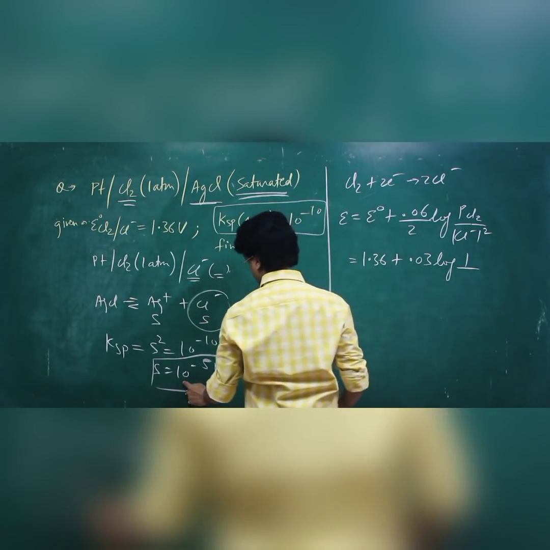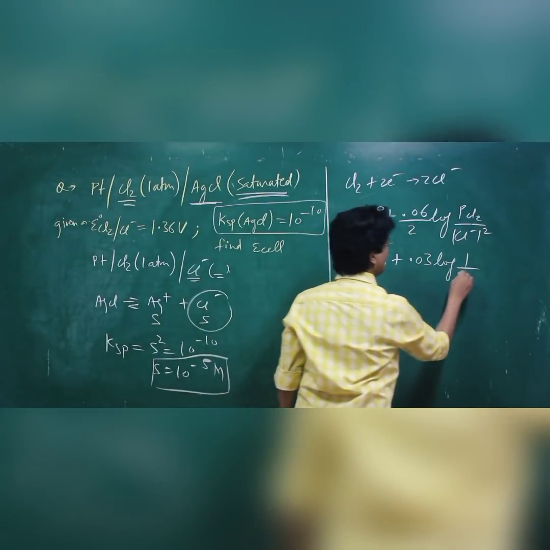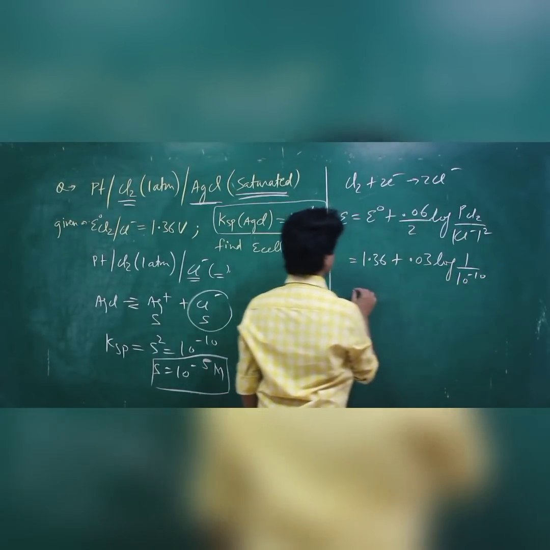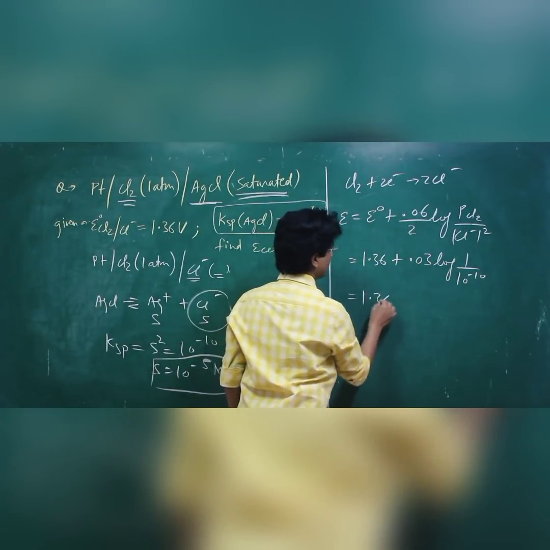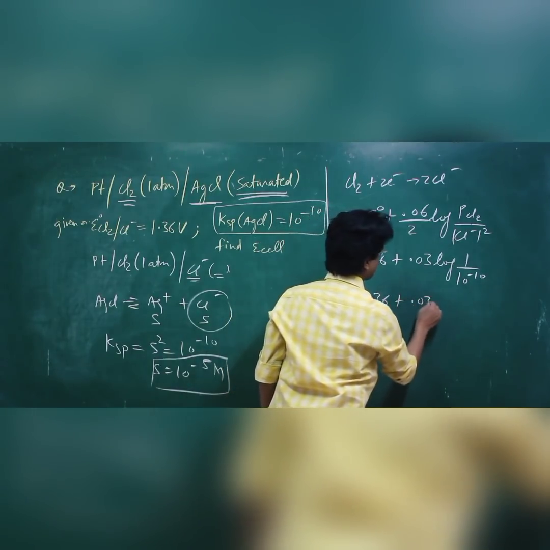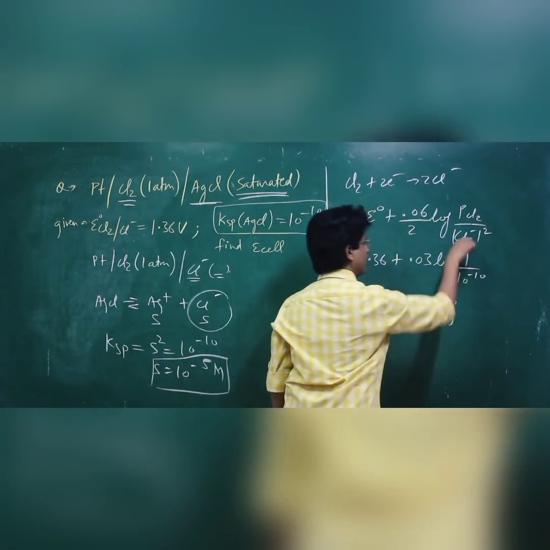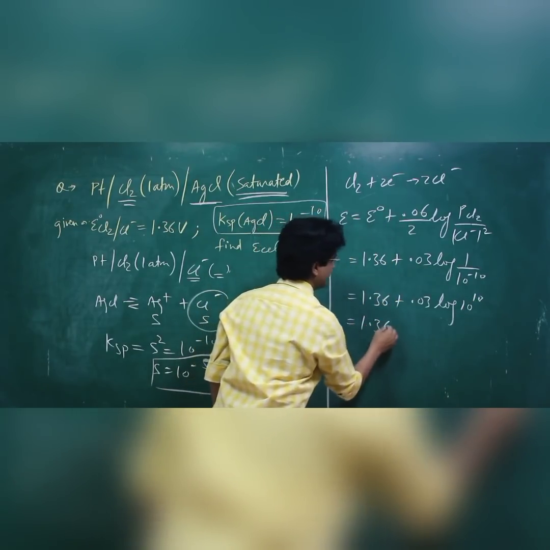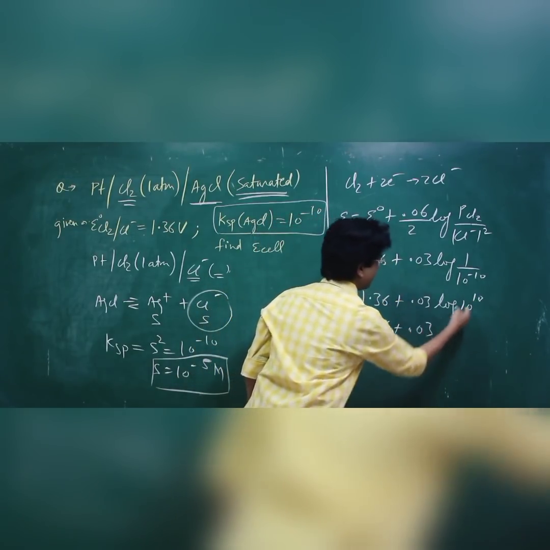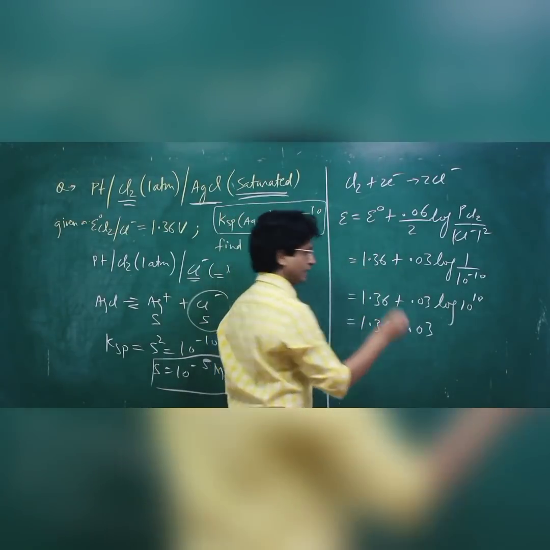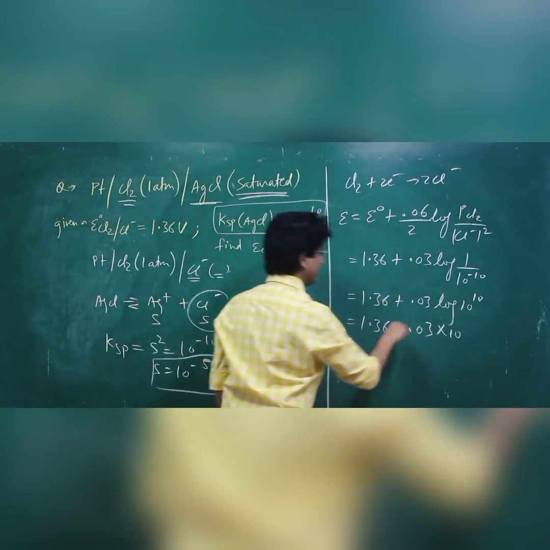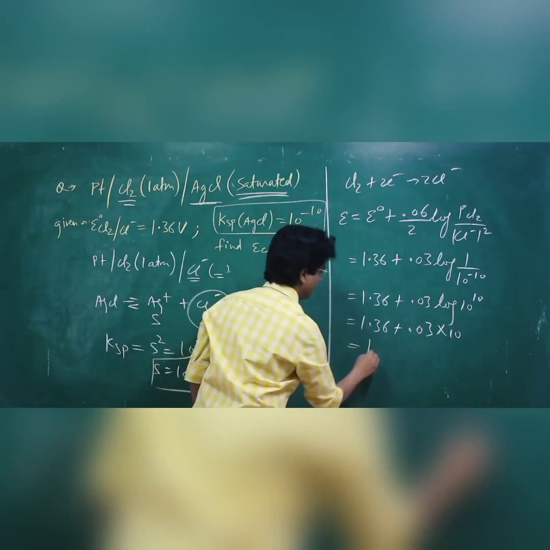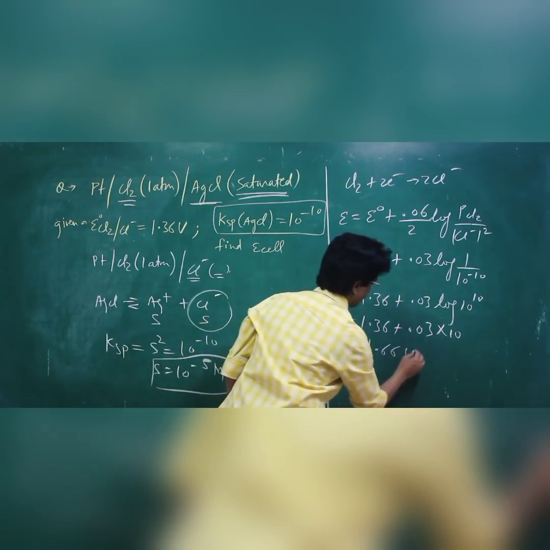concentration is given as 10 to the power minus 5 molar, square of that is 10 to the power of minus 10. This will be 1.36 plus 0.03 log of, take it up, 10 to the power of 10. This will be 1.36 plus 0.03 log of 10 to the power 10, which is 10. This will be 0.3. So you add it, it will be 1.66 volt.